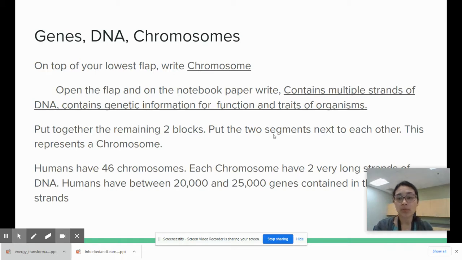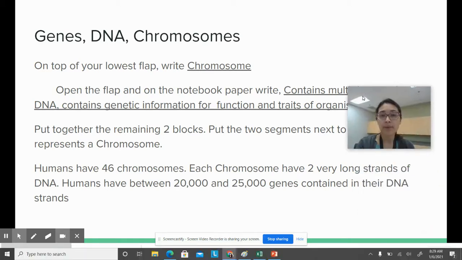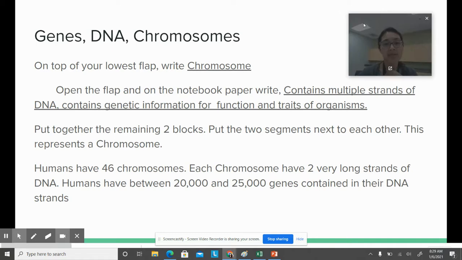So each chromosome has two very long strands of DNA, and humans have between 20,000 and 25,000 genes contained in those DNA strands. So you have a lot of genes that make up you and tell your body exactly how to react and what you look like, and to some extent your personality, and to some extent your health that you're going to have throughout your life. So it's really cool that these tiny little DNA strands can tell your whole body what you're going to be.